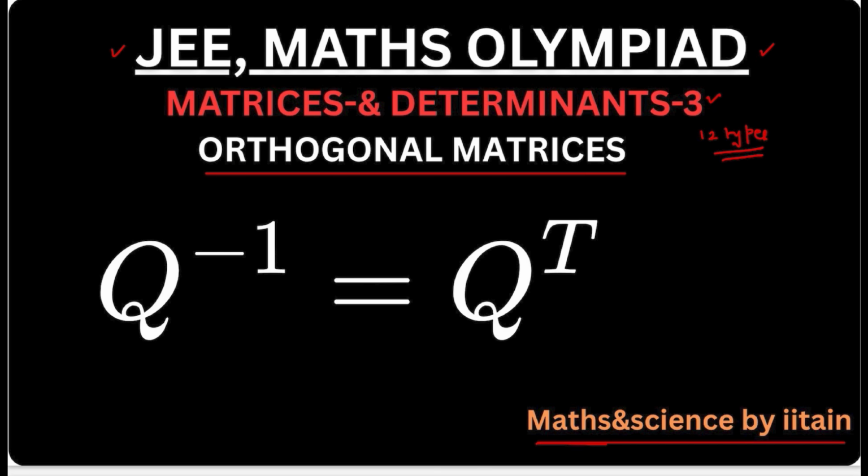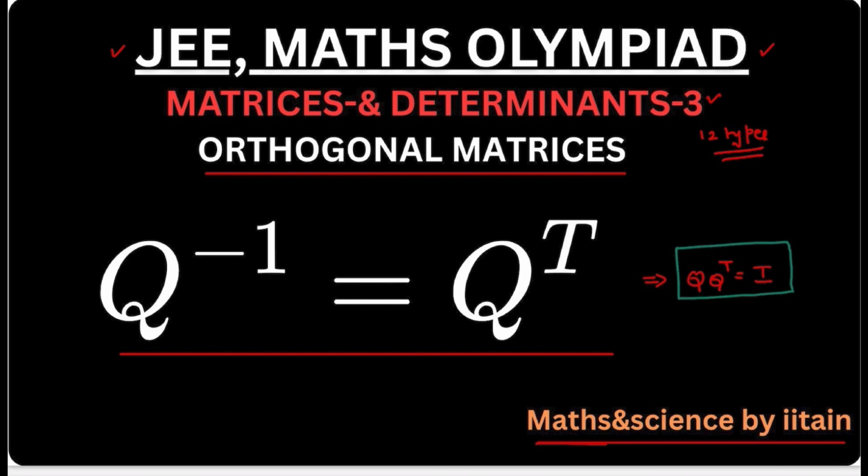Especially when orthogonal matrices are concerned, if the inverse of a matrix is equal to the transpose of the matrix, then it is called an orthogonal matrix. It's nothing but Q Q transpose is equal to the unit matrix. This way also you can define what an orthogonal matrix is.